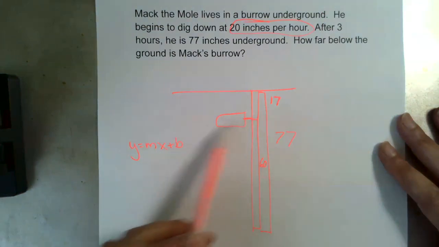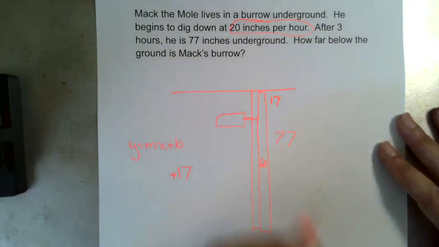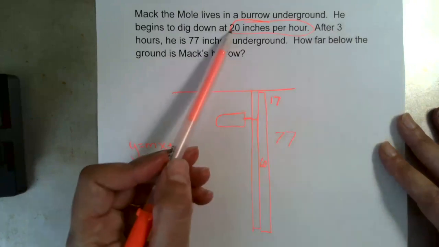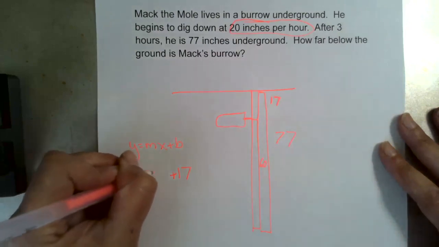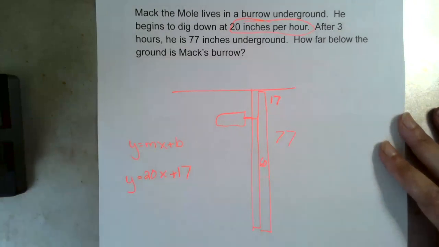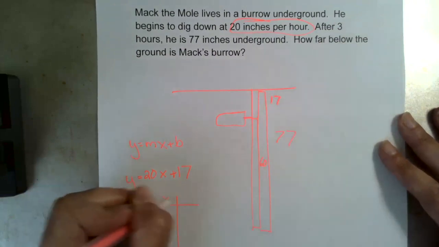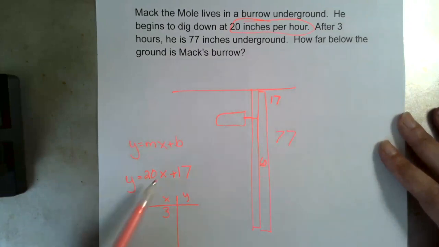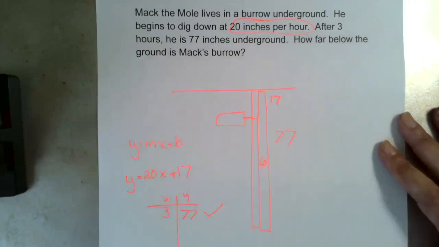So I know that he starts 17 inches underground. So that's my b. And I know that he travels 20 inches per hour. So that's my m. So y equals 20x plus 17. And let's say I want to test that out. Let's see if in fact, after 3 hours, 3 times 20 is 60, plus 17 is 77, and that checks out with my info from the problem. After 3 hours, he's 77 inches underground.